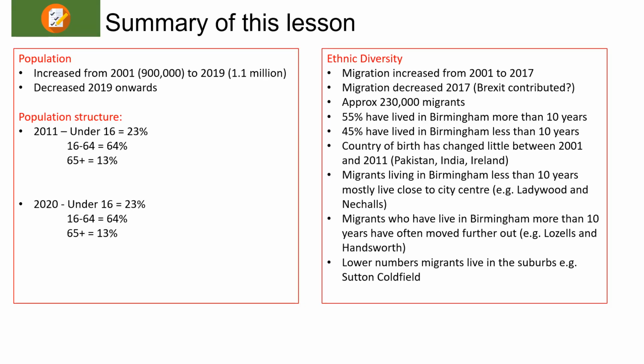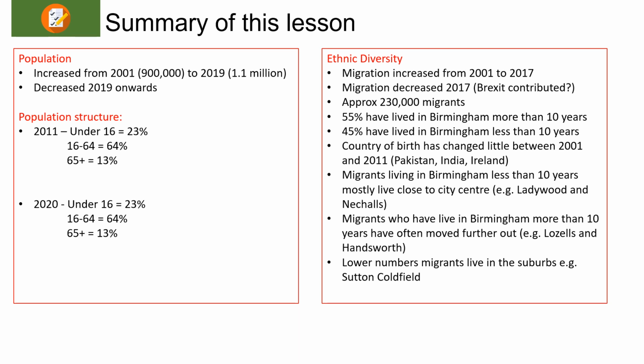Just before we move on to our final exam question, I'm just going to summarise what we've learnt in this lesson. So population increased in Birmingham between 2001 and 2019, however now it's starting to decrease. Population structure has remained roughly the same, with approximately 23% of people being under the age of 16 and approximately 13% being over the age of 65. The ethnic diversity of Birmingham has changed slightly. Migration increased between 2001 and 2017, but has now started to decrease, possibly as a result of Brexit.